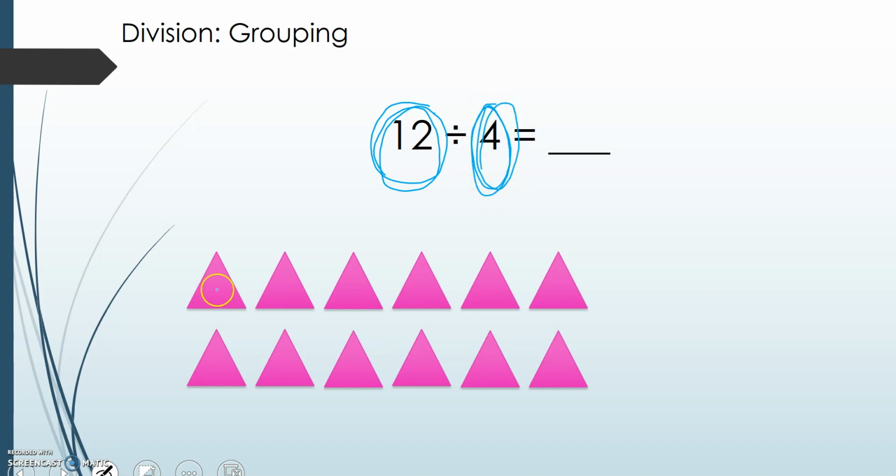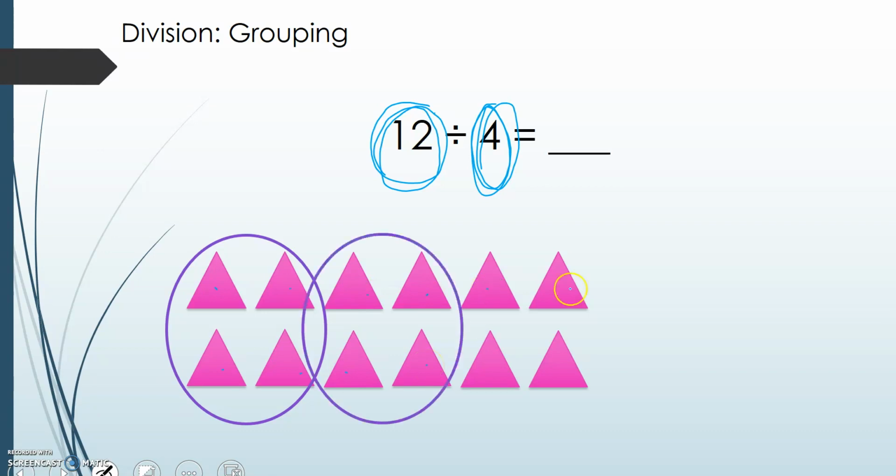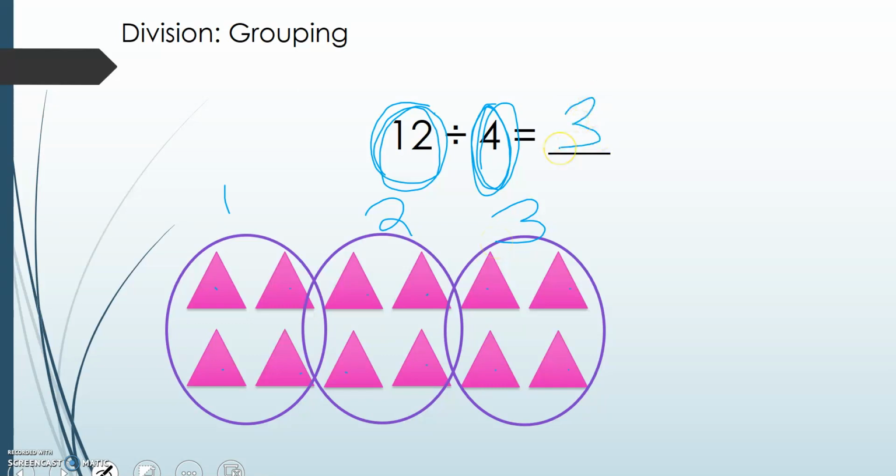So I'm going to count 1, 2, 3, 4 and put those in a group. Again, 1, 2, 3, 4, and another group. To get my answer, I'm going to count how many groups I have. 1, 2, 3. So 12 divided by 4 equals 3. Some of you may notice that if I flip this around, I know that 3 times 4 equals 12, because division is the opposite of multiplication, just as subtraction is the opposite of addition.